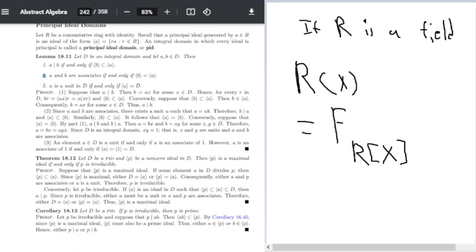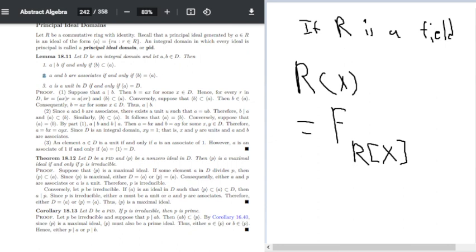Since a and b are associates, there exists a unit u such that a is equal to ub. Therefore, b divides a, and the principal ideal generated by a is a subset of the principal ideal generated by b. Similarly, because the unit has a multiplicative inverse, the principal ideal generated by b is a subset of the principal ideal generated by a. And as such, since they're both subsets of each other, they're the same.